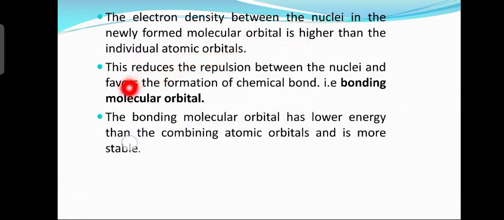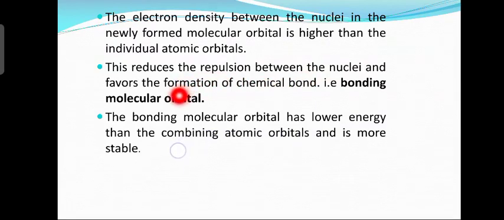Alright. This reduces the repulsion between the nuclei and favors the formation of a chemical bond, because electron density is present in between the two nuclei in the molecular orbital. This reduces the repulsion between the nuclei, because the nuclei have like charges. So, in between the nuclei you have electrons, correct? Therefore, the repulsion between the nuclei will be less.